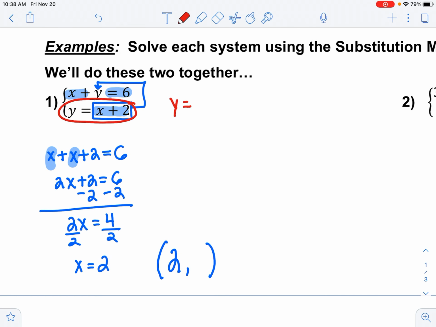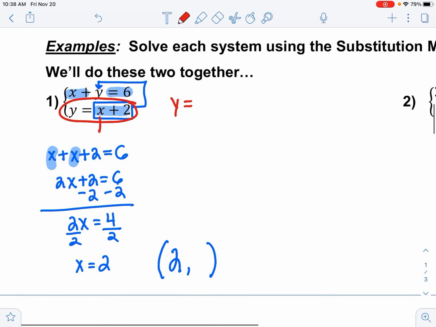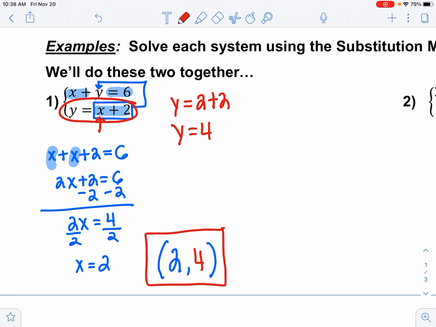So I'm going to go back to either one of my equations. I always like using this one that's solved for y. So I'm going to do y equals, instead of writing x right here, I'm going to write 2 and then plus 2. Y is equal to 4. So now I have the point (2, 4).